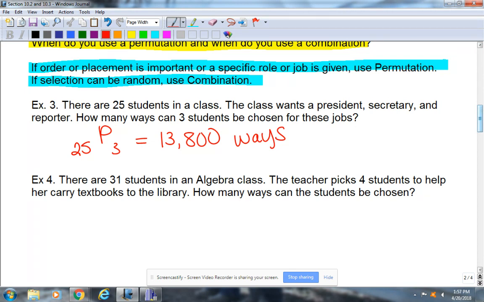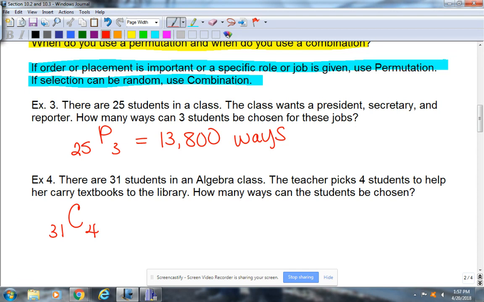Okay? There are 31 students in an algebra class. The teacher picks 4 students to help her carry textbooks to the library. How many ways can the students be chosen? That is random, right? So you use the C. I use combination. Very good. So 31C4. So y'all type that in.